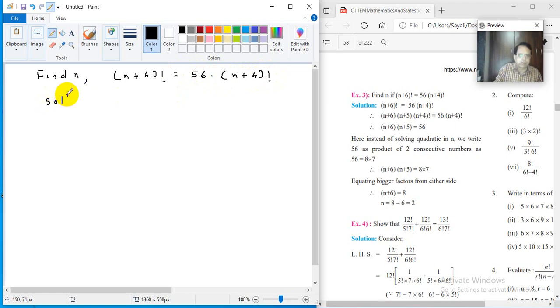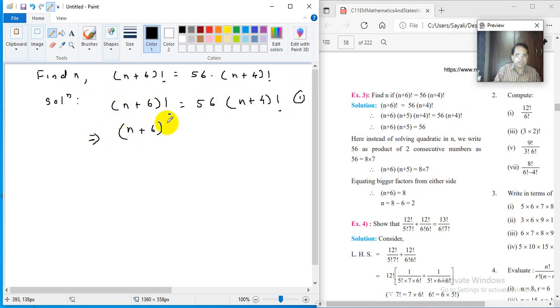Solution. What is given to you? See, given thing is (n plus 6) factorial, and this is you are given as 56 into (n plus 4) factorial. This is say 1. Now what I can do, (n plus 6) factorial, so this implies (n plus 6) factorial upon (n plus 4) factorial is equal to 56.